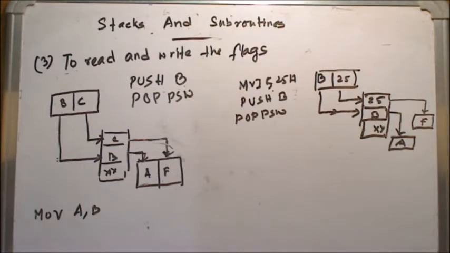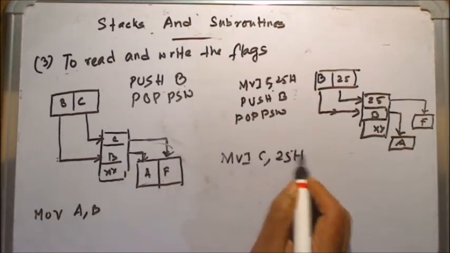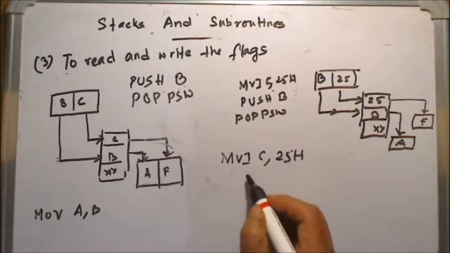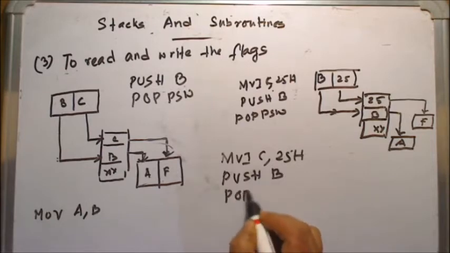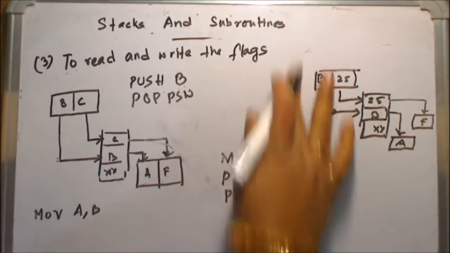If you remember, flags are changed by the ALU after every operation. Now suppose I ask you to put 25H into the flag register. How will you do it? What will be the program? We have to write MVI C, 25H. Then push B and pop PSW. So this will be your instruction.